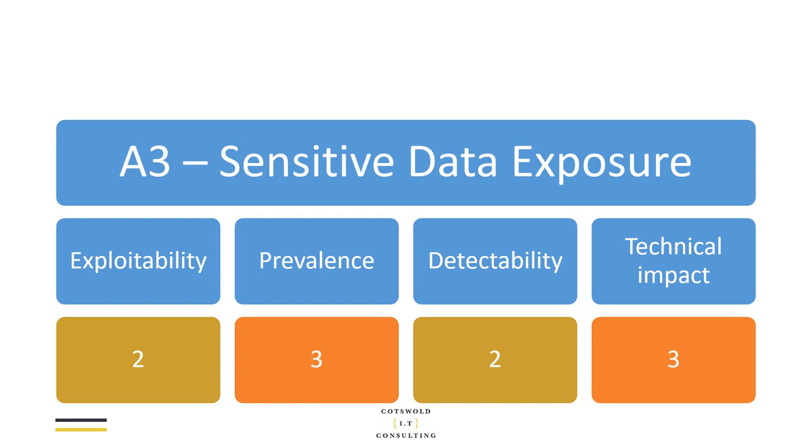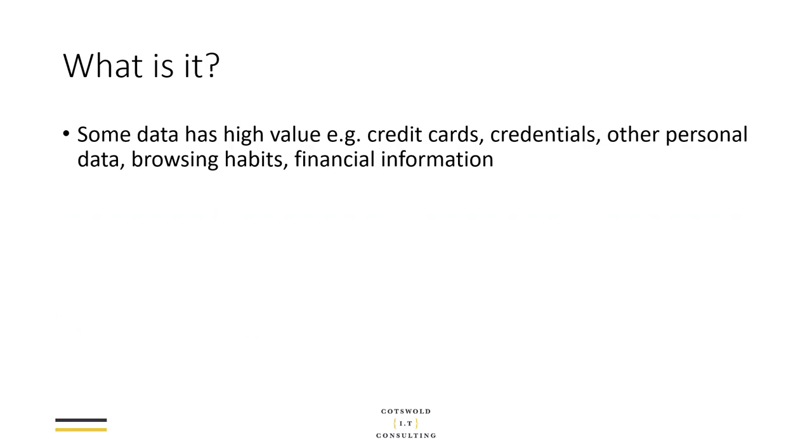And obviously, the technical impact is very high because most of the value in our web applications is in the data that they are supposed to protect. So if we can access that data, then clearly we have a big problem. We're talking here about data that usually has a high value to an attacker, such as credit card information and credentials like email addresses and passwords.